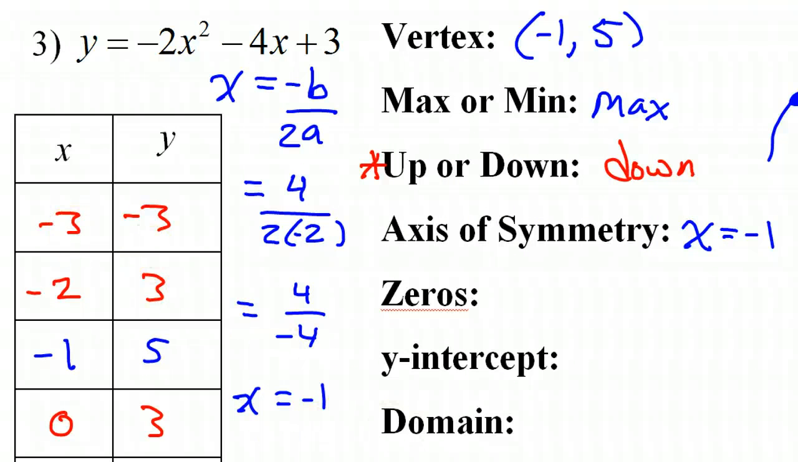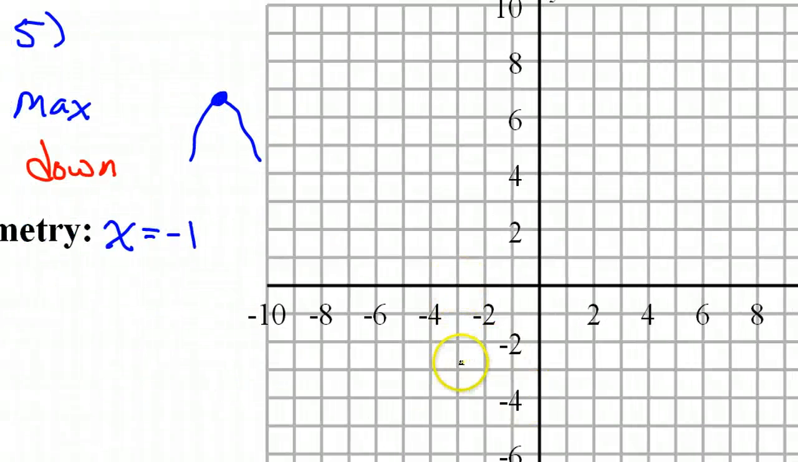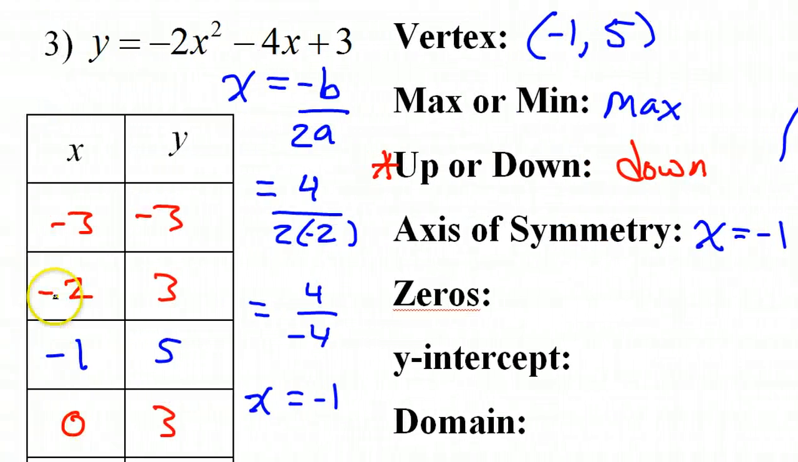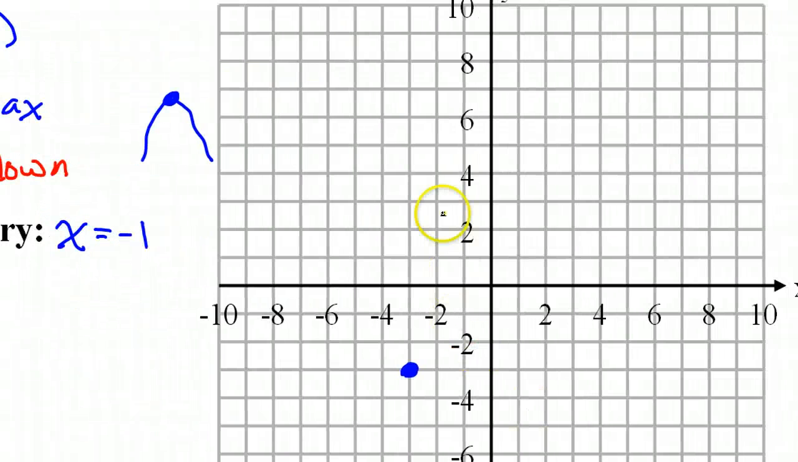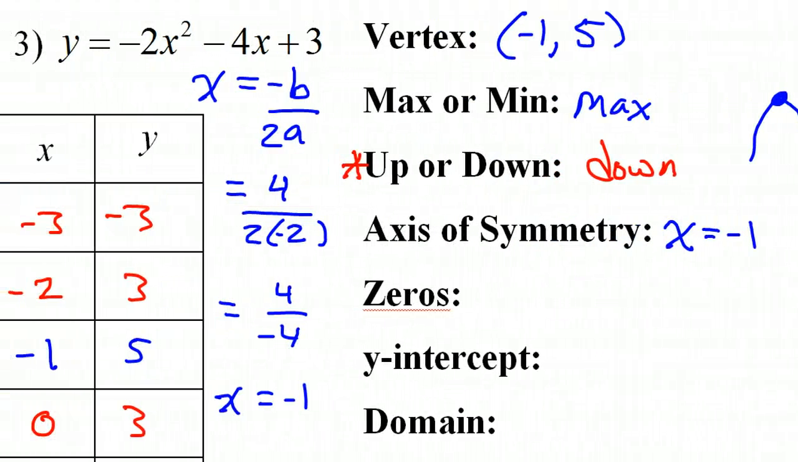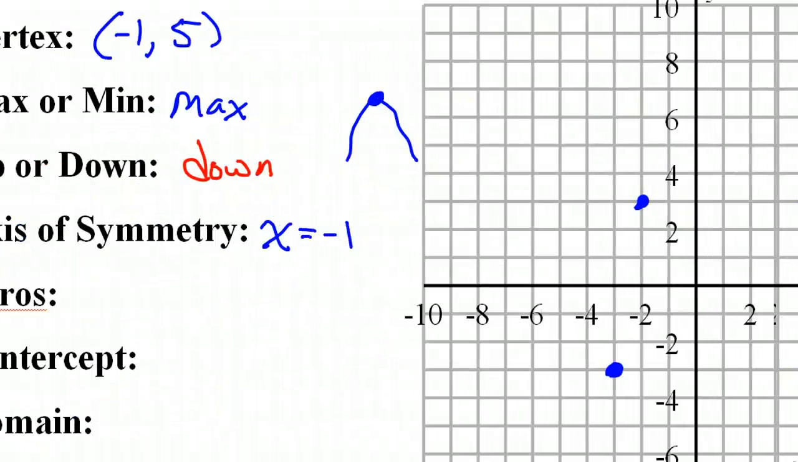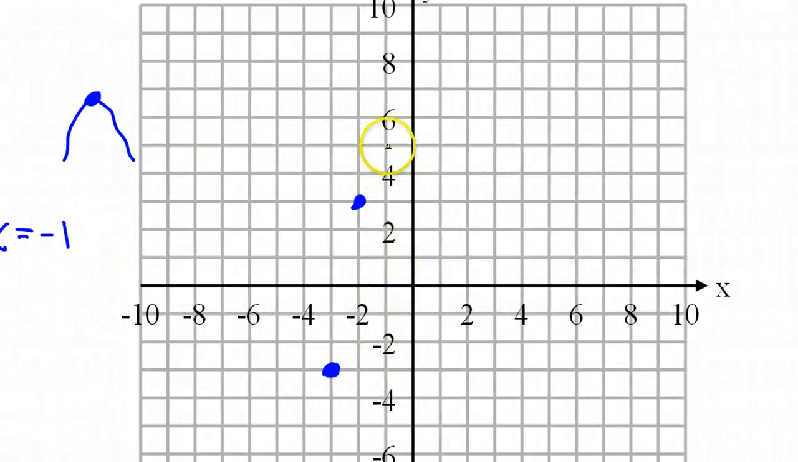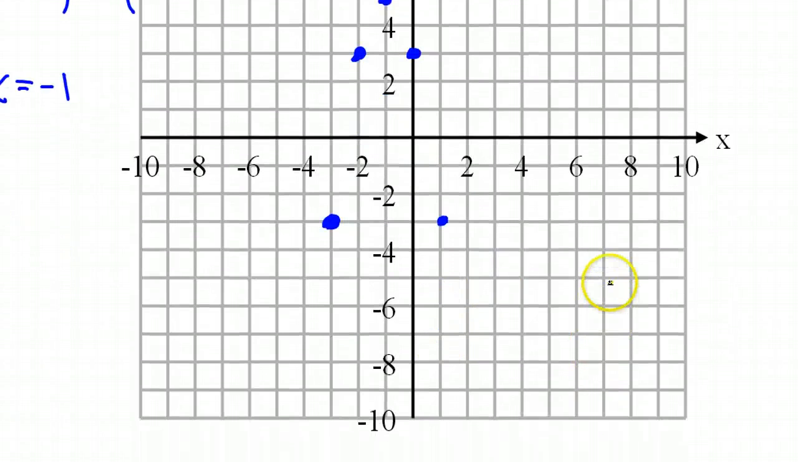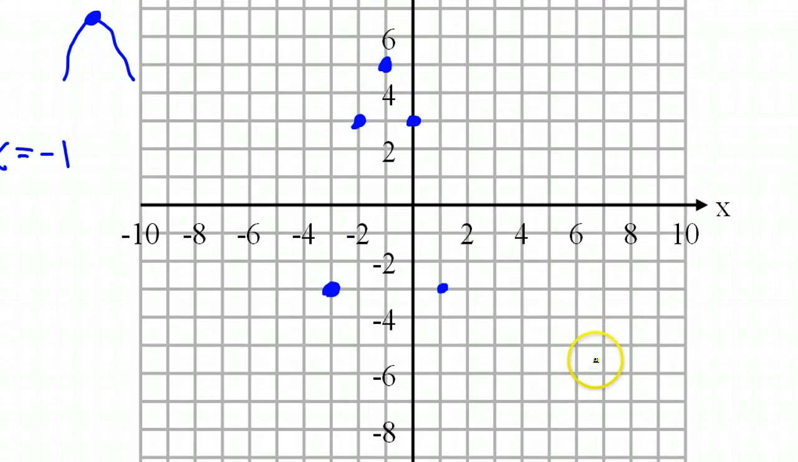So we have -3, -3. Okay, so -3, -3, that's right there. Alright, we've got -2, 3. -2, 3. It's right there. Okay, and we've got -1, 5. -1, 5 is right here. And then the symmetry takes over, and we already saw that in the chart, so we know we're going to have these values. And that's enough to get this graph going.